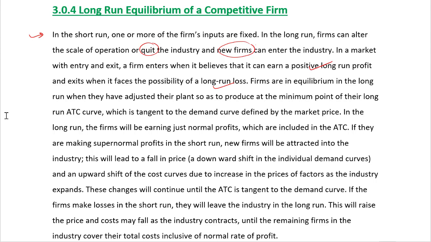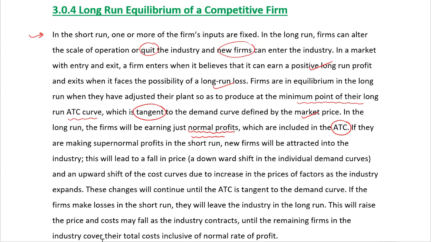Firms are in equilibrium in the long run when they have adjusted their plant so as to produce at the minimum point of their long run average total cost curve, which is tangent to the demand curve defined by the market price. In the long run, the firms will be earning just normal profits. There would be no supernormal profits or abnormal profits, which is indicated in average total cost.